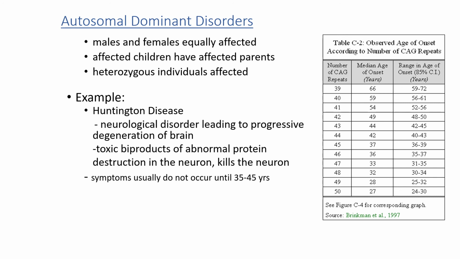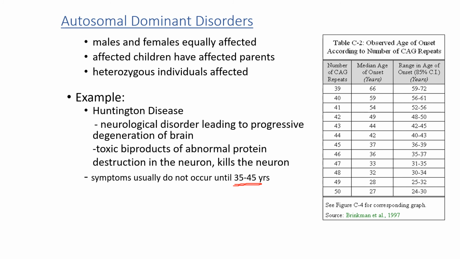This one causes neurological disorders that lead to the brain degenerating over time because of a toxic byproduct of abnormal proteins, and it eventually destroys the neurons. The problem is that the symptoms don't usually appear until you're between 35 to 45 years old, so the people who are going to be having children don't realize they have Huntington's disease, and they will have already passed it on by the time they start experiencing symptoms, because 35 to 45 is typically after childbearing years.